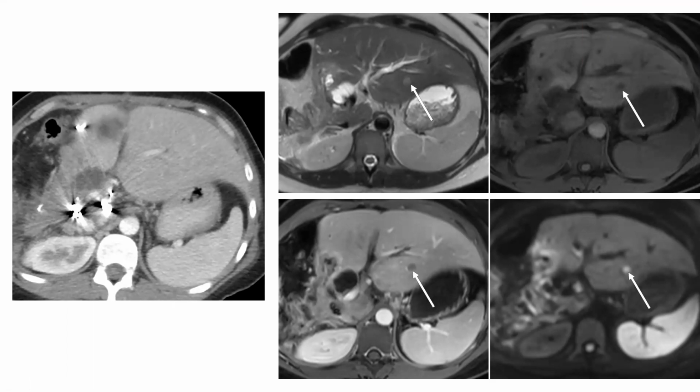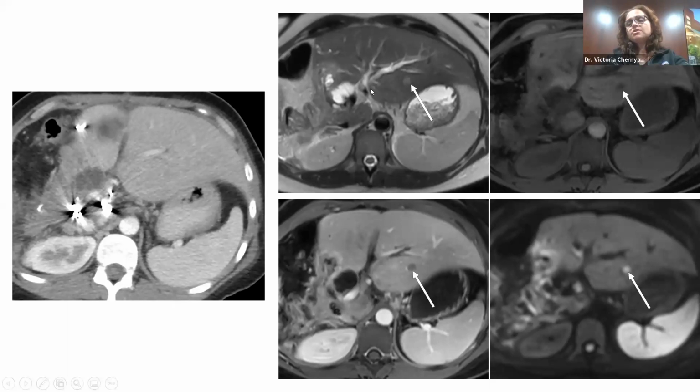And again, this is just an illustration of tissue contrast resolution. The same size of the lesion, it's just the ability of MRI to show the contrast between the tissues is far greater than that of CT.